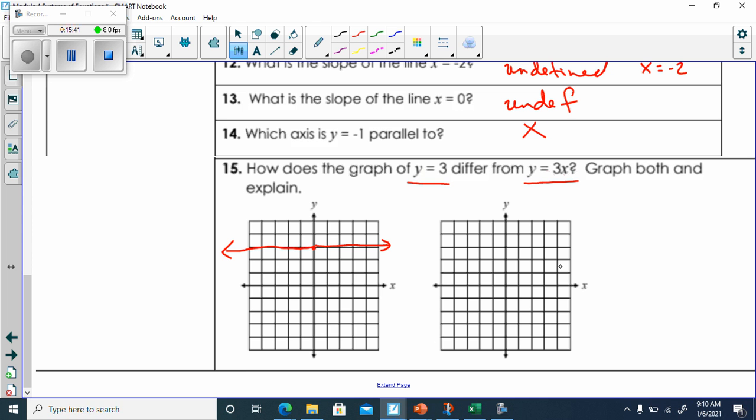Okay. How about the graph y is equal to 3x? Well, that corresponds to y is equal to mx plus b. b is 0. Your slope is 3. Your rise over your run is 3, which is 3 over 1. So we go up 3. 1, 2, 3, and over 1. Okay. That line would look like this.